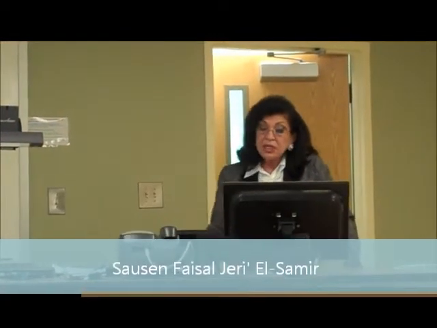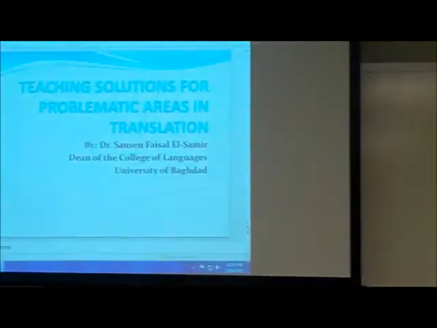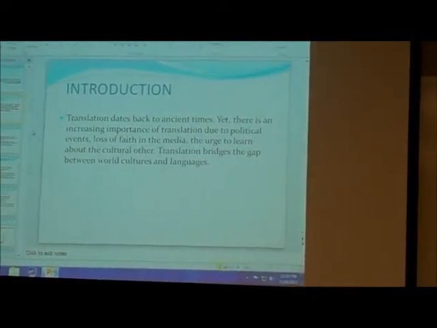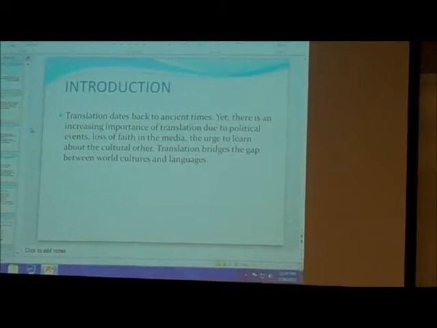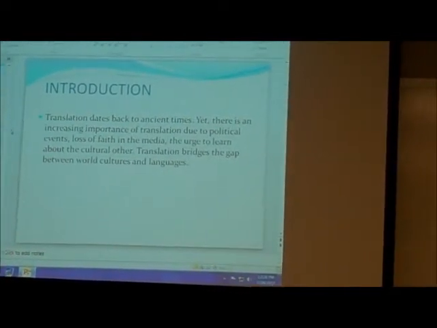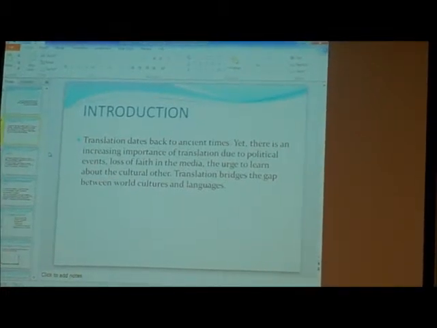This presentation is about teaching solutions for problematic areas in translation. Well, translation dates back to ancient history. It has always been there, and there are masterpieces that have been translated. There is an increasing importance and interest in translation due to various factors. Recently, at present time, it's mostly because of political events. For example, here in the States, the 9/11 made a lot of difference, and people started resorting to translation. There is a loss of faith in the media.